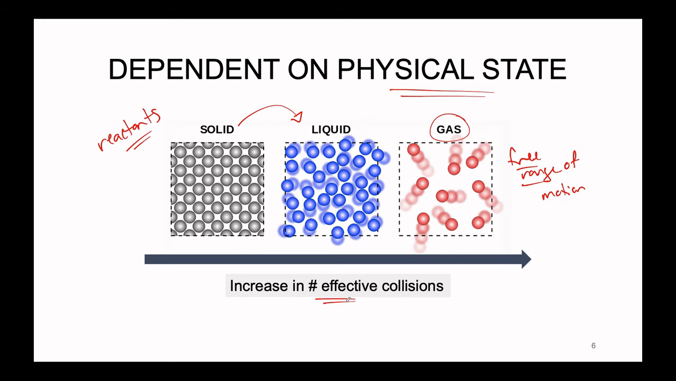Gases already have that free range of motion, so if you want a reaction to progress quickly, just make sure that your reactants are either in aqueous or gaseous form. Specifically, gases would be best, and we are going to increase the chances of making an effective collision, therefore speeding the reaction up.